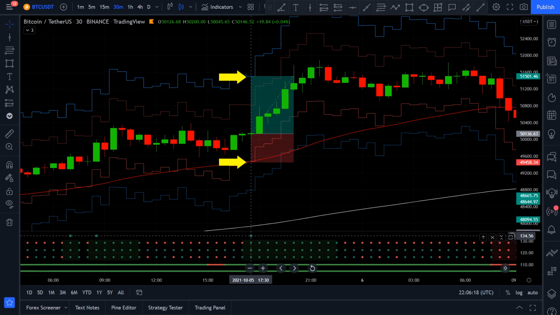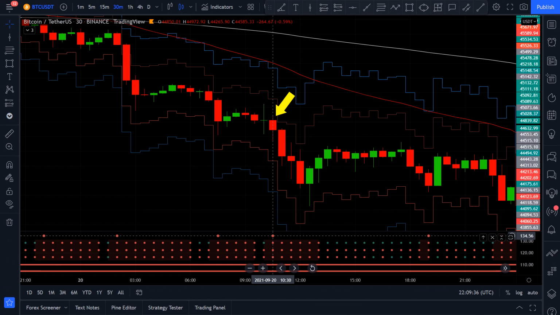As you can see, this trade was a winner. Now let's see a short example. Here is a valid entry candle for a short.